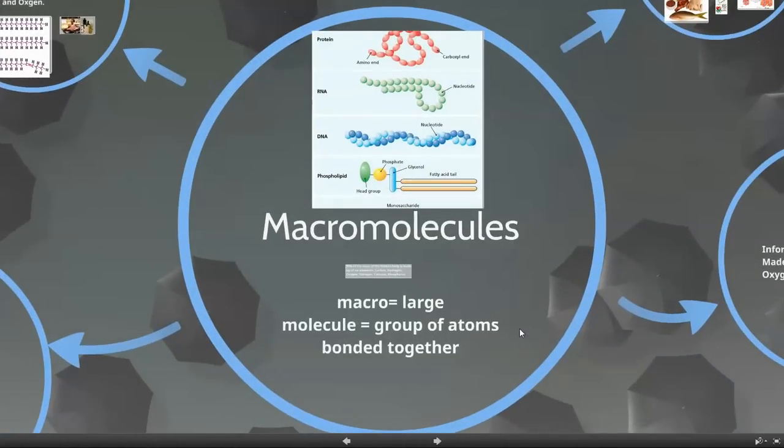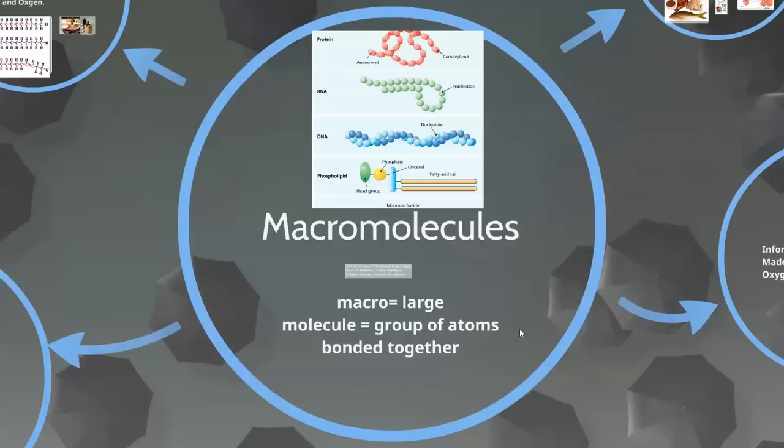Okay, so these are the notes on macromolecules. It's the second part of that target on the properties of water, and these are the second part to that.